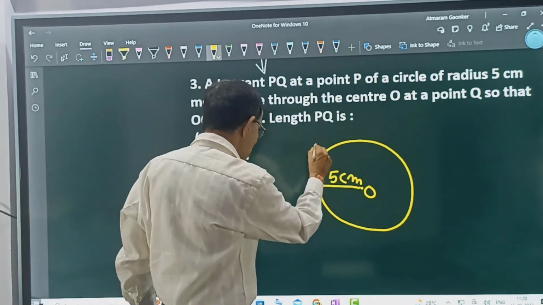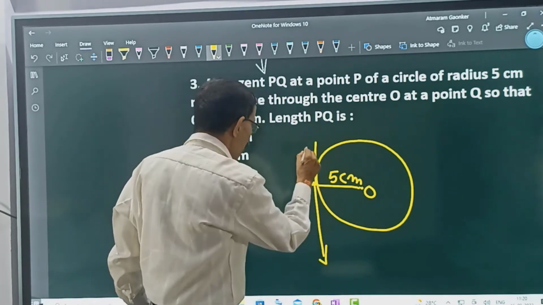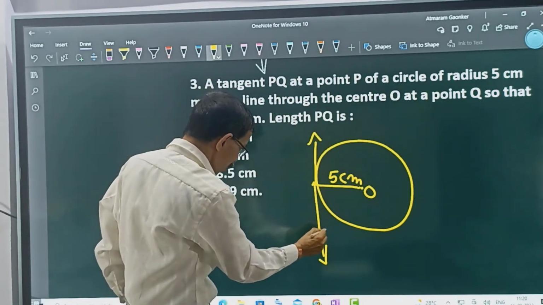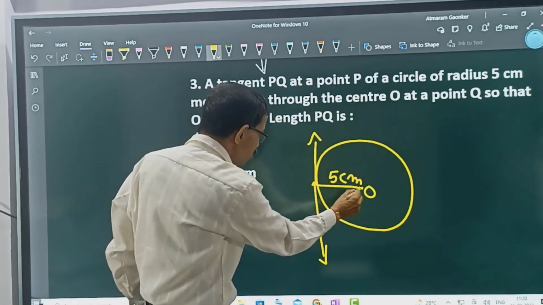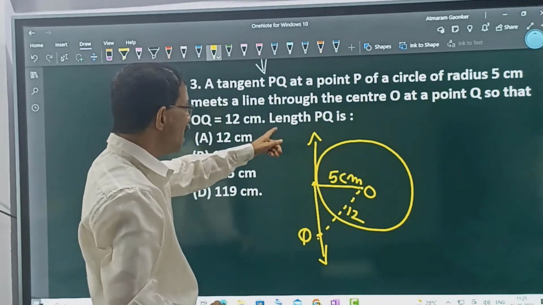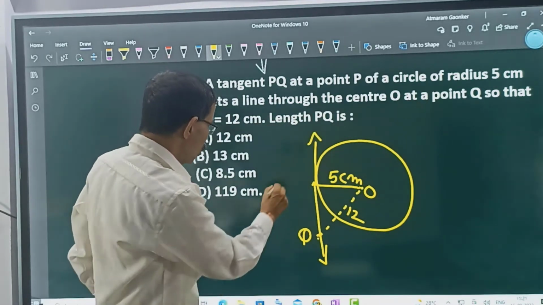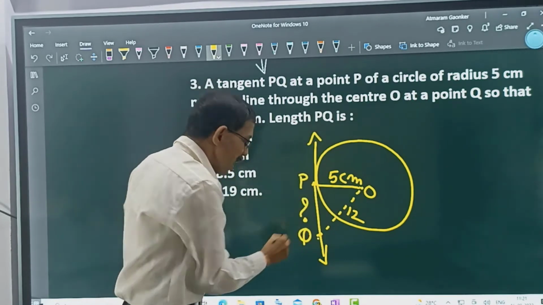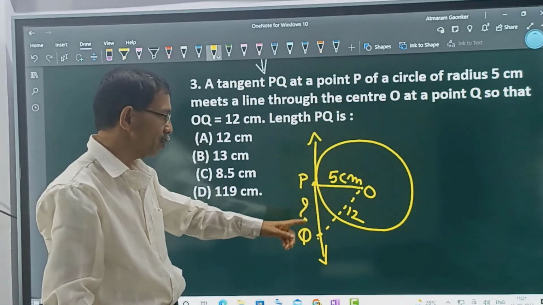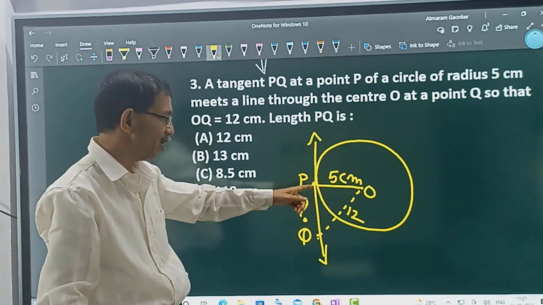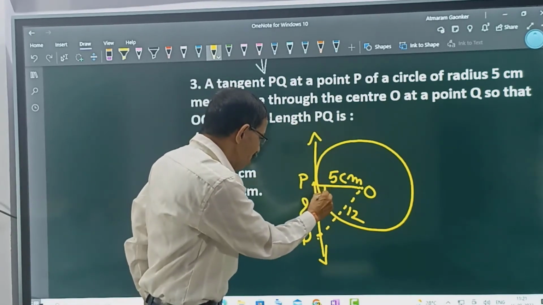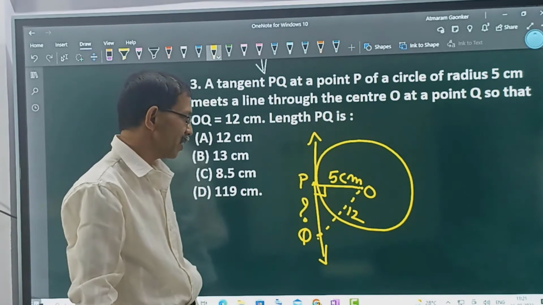So let's draw a tangent over here, and this is a tangent. So Q is a point on the line such that when you join OQ, this length is 12 centimeters. So if this is a point P, you have to find the length PQ. For that, we know as per one of the theorems that the radius of a circle through the point of contact of a tangent is perpendicular to the tangent. So this angle is 90 degrees.